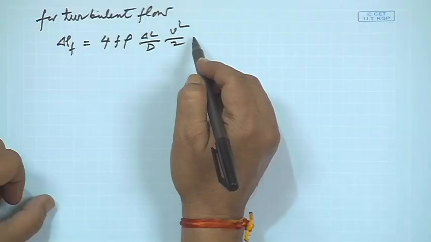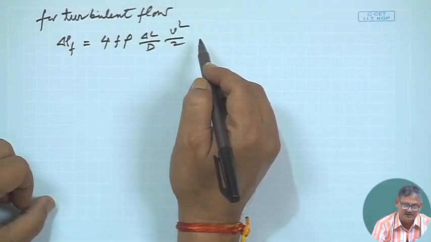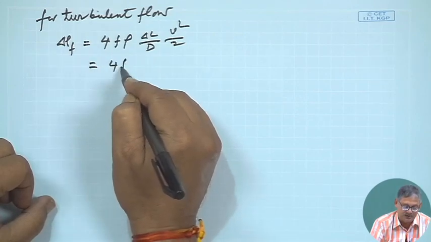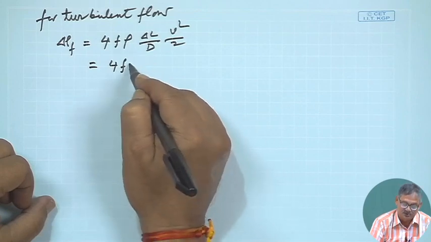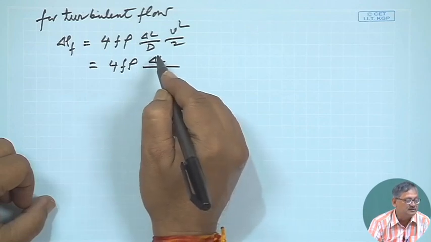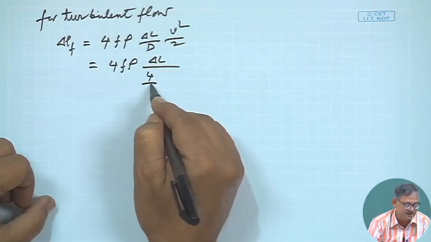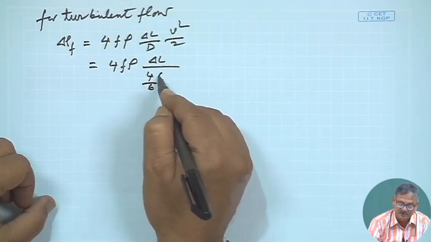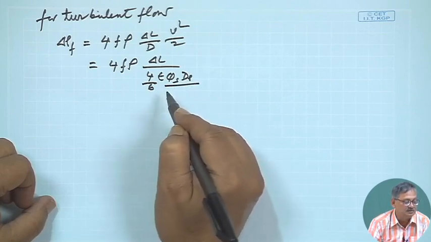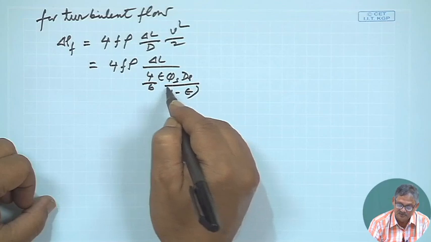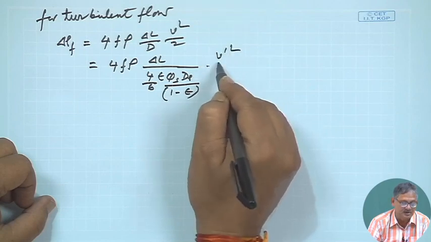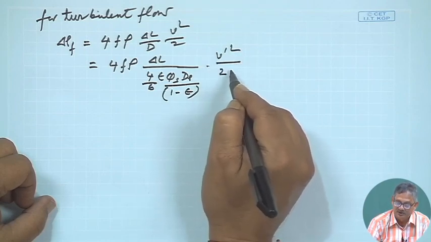Now, if we start from that point and rewrite, this we can also write as 4 f, right, rho, then this delta L remains there. This d we can write as 4 by 6 epsilon phi s dp over 1 minus epsilon, right, times that v has now become v prime square divided by 2 epsilon square.